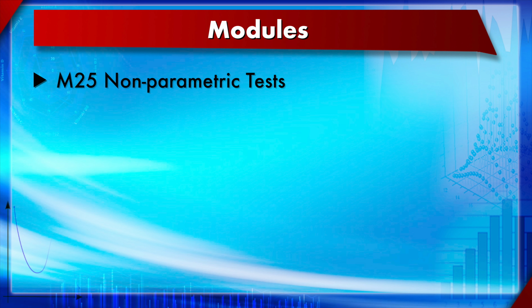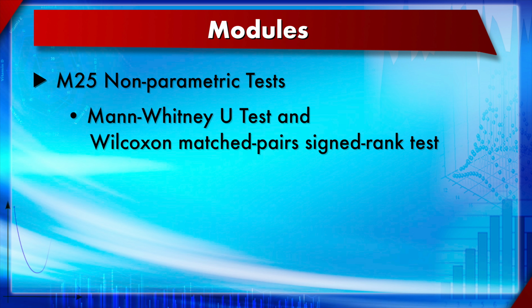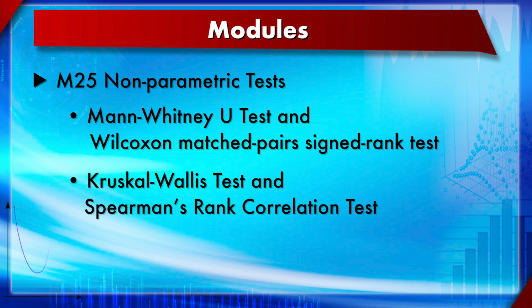In the first section, we learned the Mann-Whitney U test, which is identical to the unpaired t-test or independent t-test. Then we learned about the Wilcoxon matched pair signed rank test, which is quite identical to the paired t-test. In the second section, we learned about the Kruskal-Wallis test, which is identical to one-way ANOVA, and also Spearman's rank correlation test, which is identical to Pearson's correlation test.